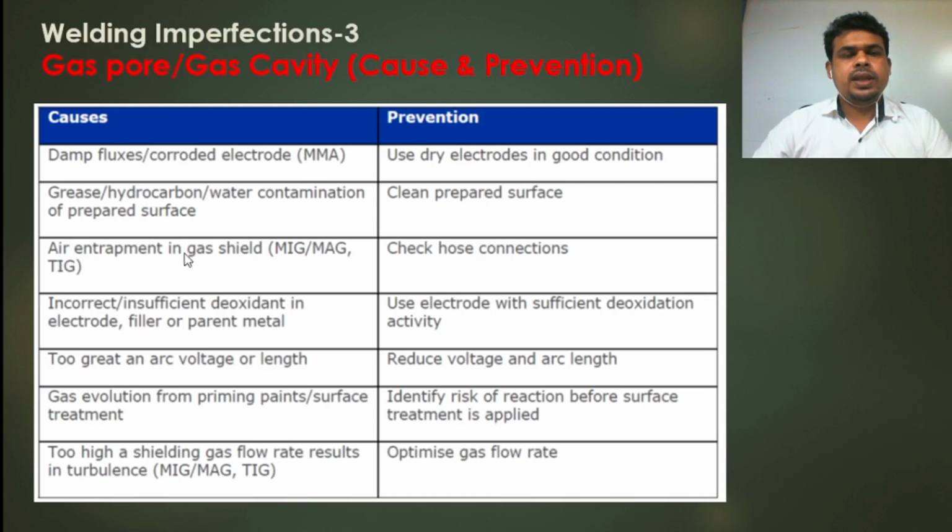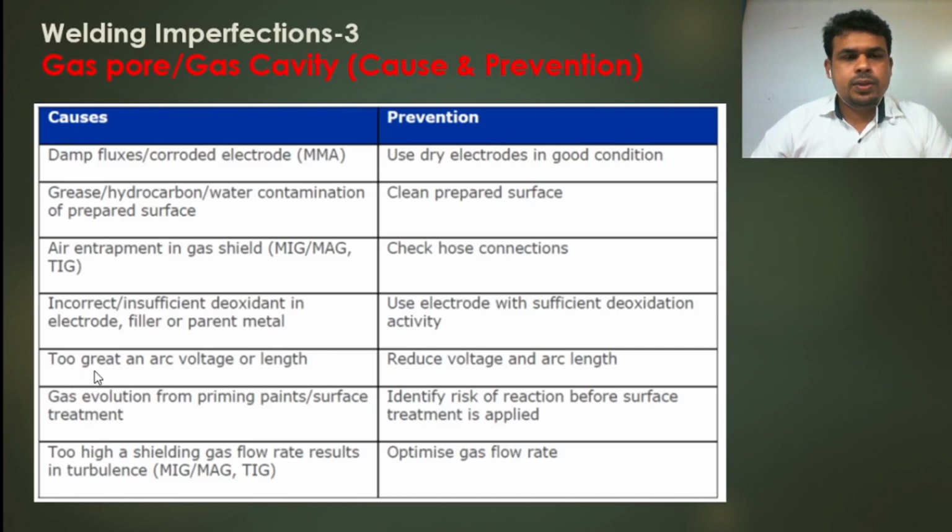Then air entrapped in the gas shield, in the MIG, MAG or TIG process. If air is entrapped in the gas, it can cause this problem. Then check the hose connection. Before welding, you need to check the hose connection. If all hose connections are proper, then you can prevent this type of problem. Then incorrect or insufficient deoxidant in the electrode, filler or parent metal can also cause gas pores. So use an electrode with sufficient deoxidation activity.